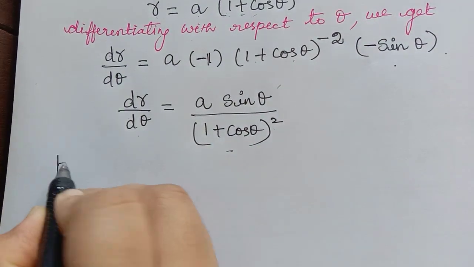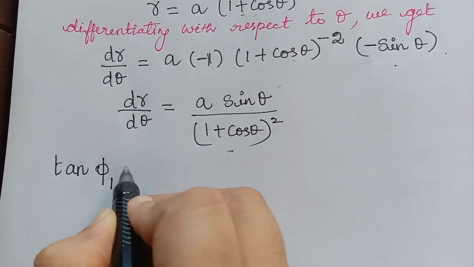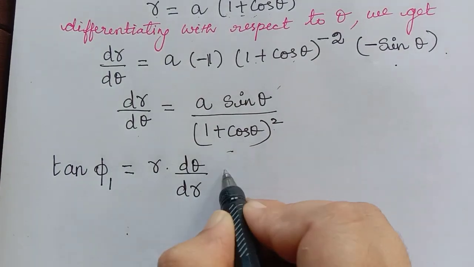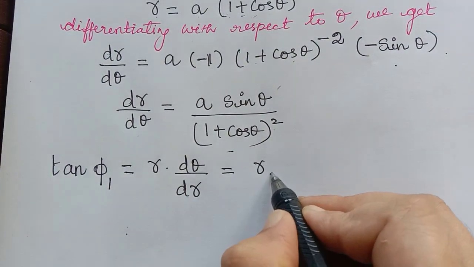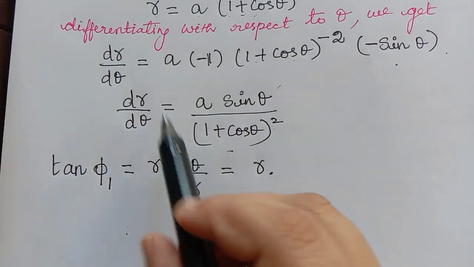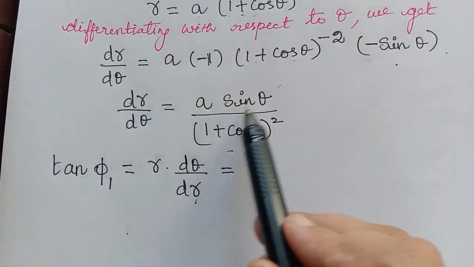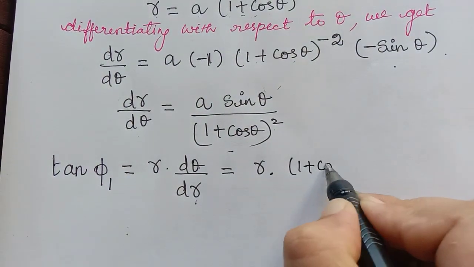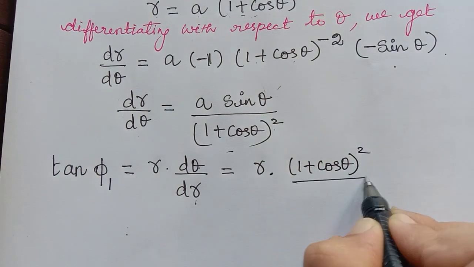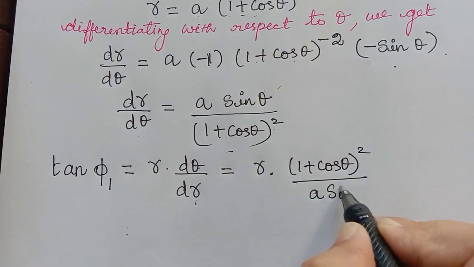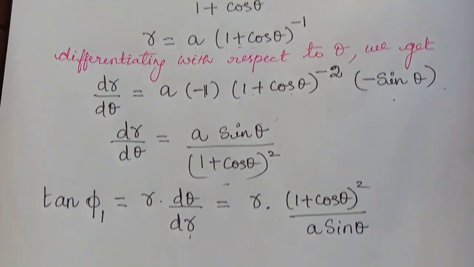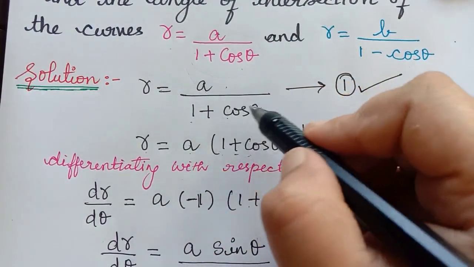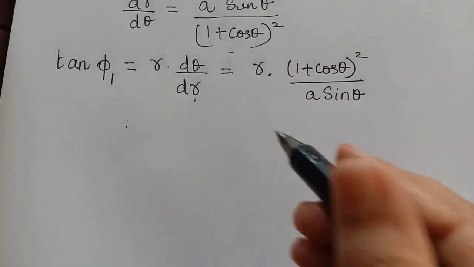Next we have to find tan phi 1. That is equal to r multiplied with d theta by dr, and d theta by dr is the reciprocal of dr by d theta. So write the reciprocal of this; the denominator should be written in the numerator. So 1 plus cos theta the whole square divided by a sin theta. But from equation 1, what is r? r is equal to a divided by 1 plus cos theta. So we can substitute that over here.